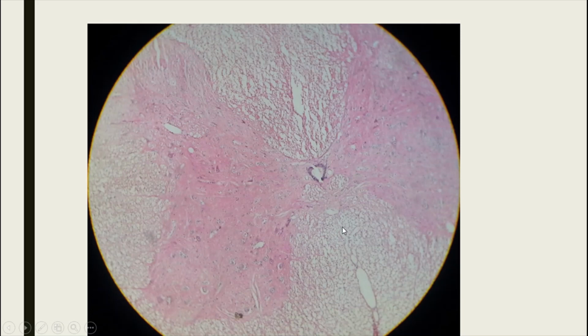So this is anterior median fissure. This is posterior median sulcus. And this is the central canal with ependymal lining. So that is all about the spinal cord. In a section of the spinal cord we can see the grey matter and the white matter with its parts.